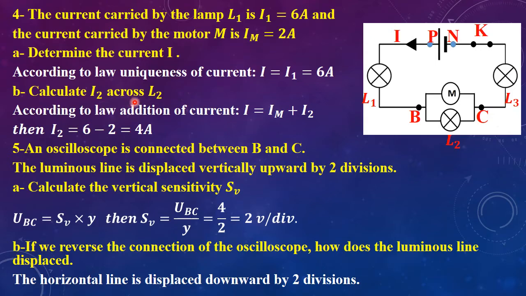Calculate I2 across L2. Here we have Im, and we know the current across L2. Since they are parallel, Im plus I2 equal I. So I2 equals 6 minus 2 equal 4 ampere.